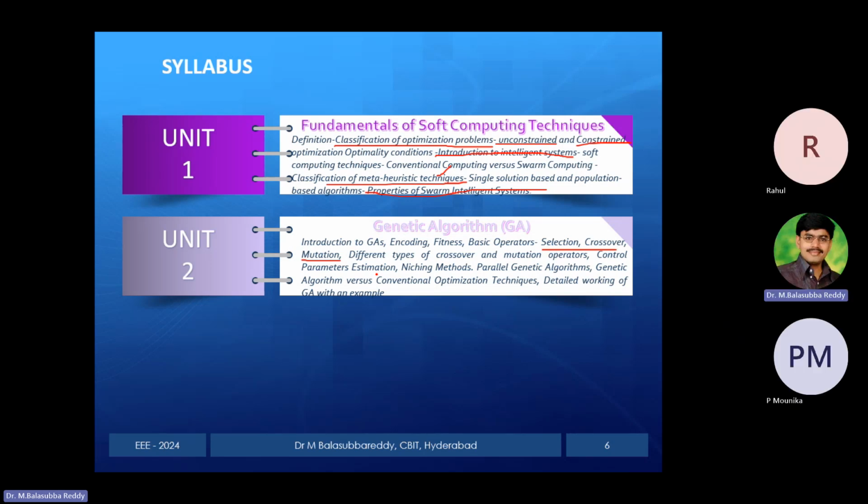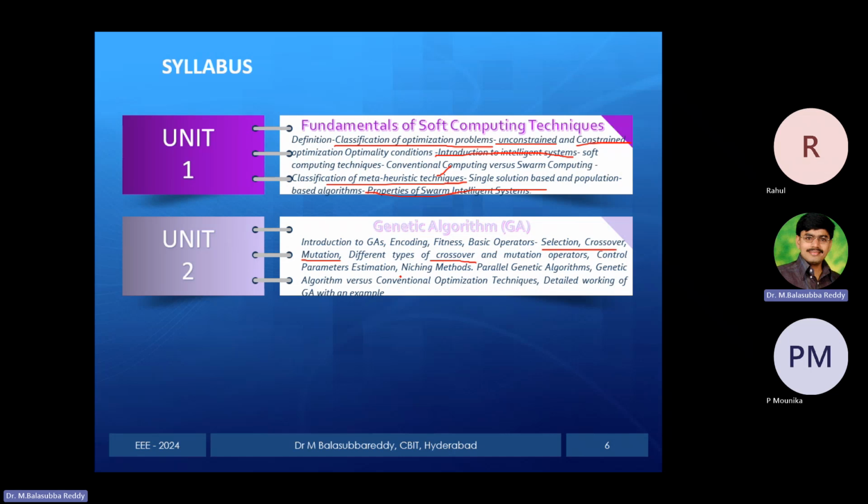So these are the three operators: selection, crossover, mutation, and then different types of crossover. In a crossover, we have different scenarios. While we are explaining that, we will be able to understand there is single-point, multi-point, something like that. We have different kinds of crossovers and mutation operations that we'll also discuss in the genetic algorithm concept. Control parameter estimations.